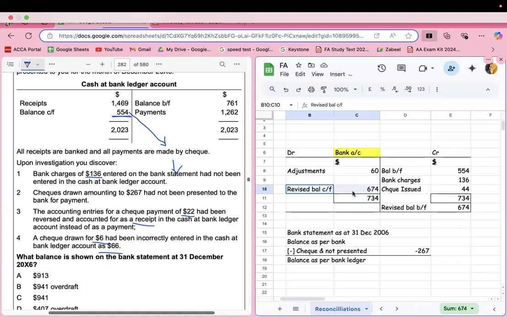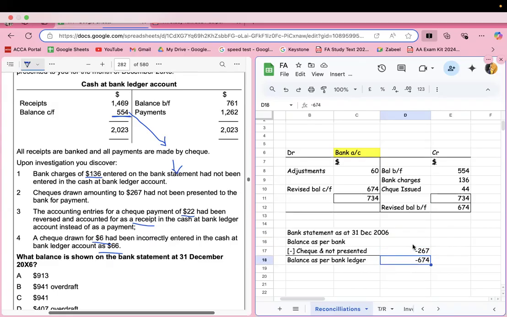Understood? Now, the golden tip of the year, or tip of the hour. Where is the revised balance? On the credit side, right? Sorry, on the debit side, carried forward, right? So when it becomes brought forward, what happens? It's a credit balance. That means it's an overdraft. Understood? So the balance as per bank ledger becomes minus 674. Clear, no?